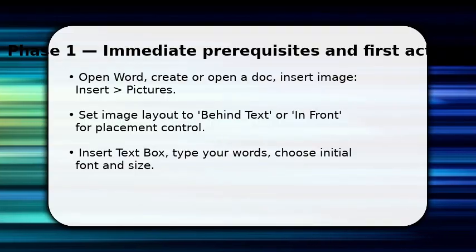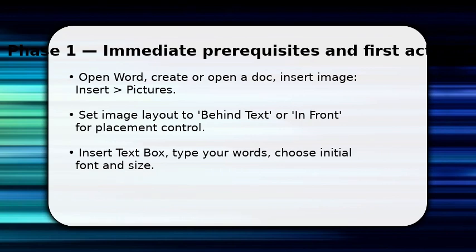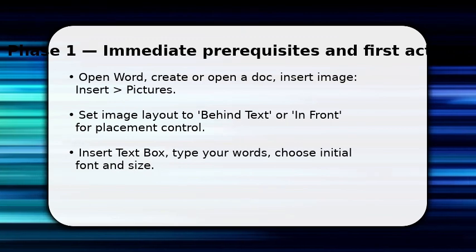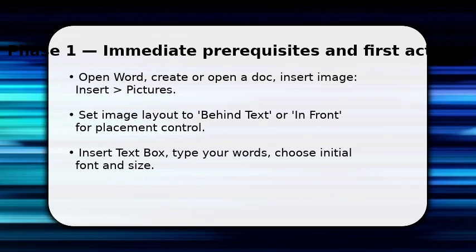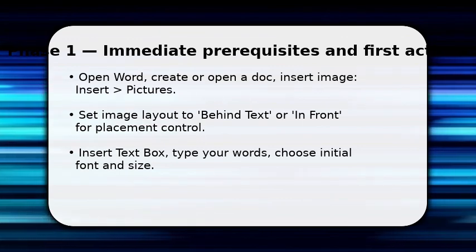You start by placing the picture where you want it: open Word, insert the image, and position it on the page. Next, insert a text box and type the words you want over the picture. Use the layout options to set the image and text box relationships, behind text or in front, which gives you immediate control. Make sure to pick a contrasting font and size now. It saves time later when you fine-tune colors and effects.